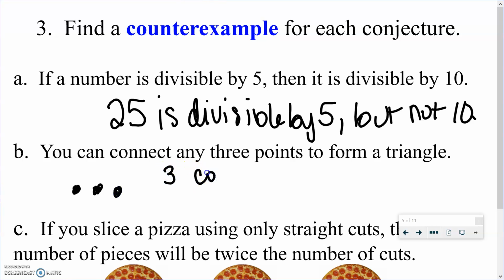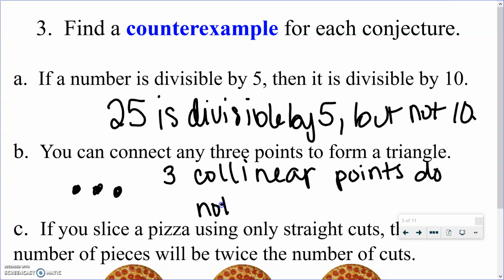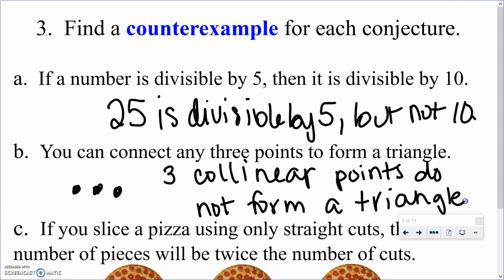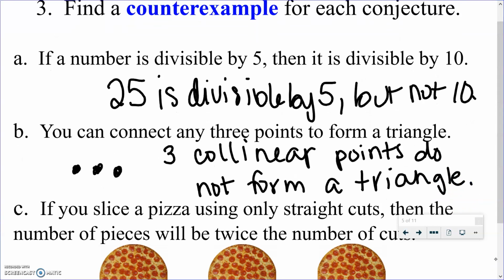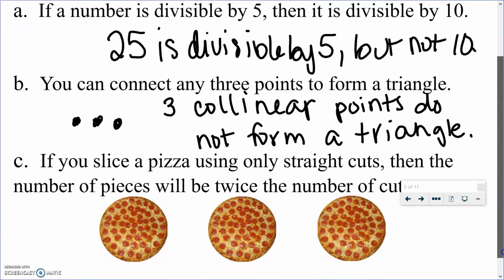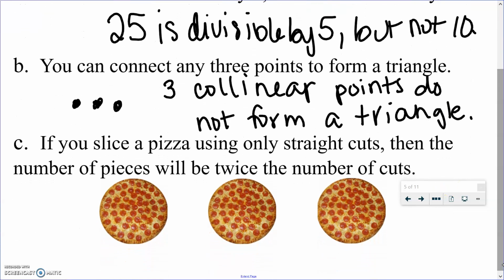So 3 collinear points do not form a triangle. Okay? And then the last thing would be if you slice a pizza using only straight cuts, then the number of pieces will be twice the number of cuts. So we're looking for something that makes that not true.